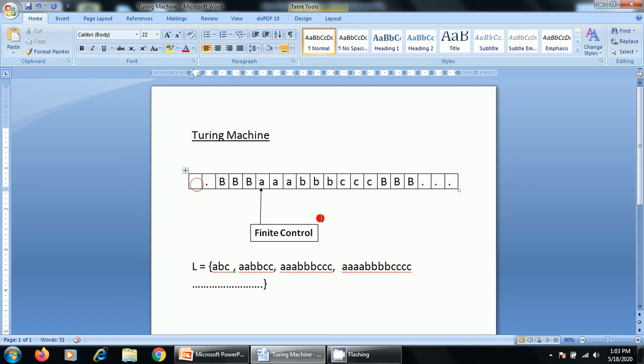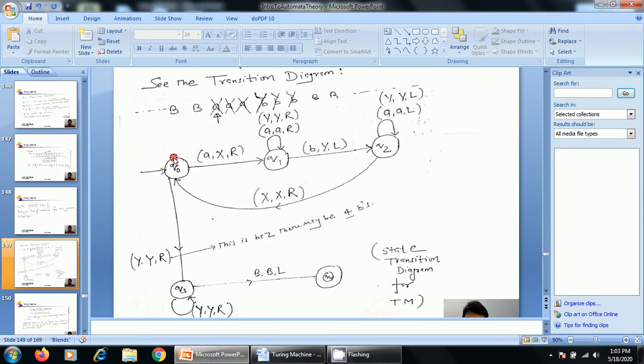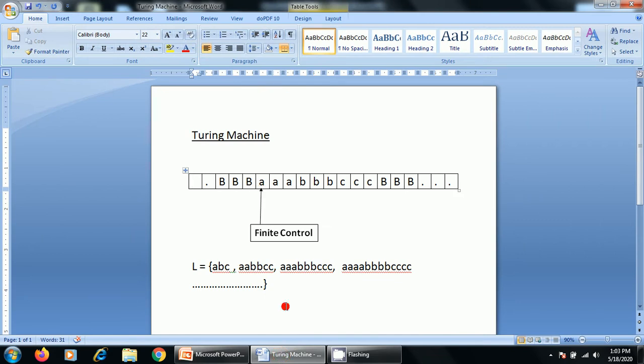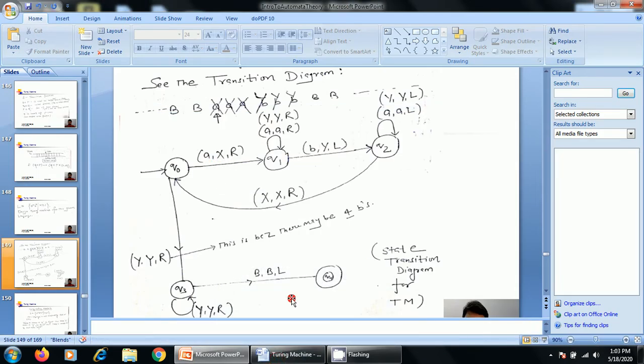On the left hand side there is an infinite blank, and on the right hand side of the string there is also infinite blank, and the finite control will start searching from this position because this is the first symbol of the input string. Now see, we are here, this is the initial state q0. If the input is a, then make it x and move right. This is the logic.